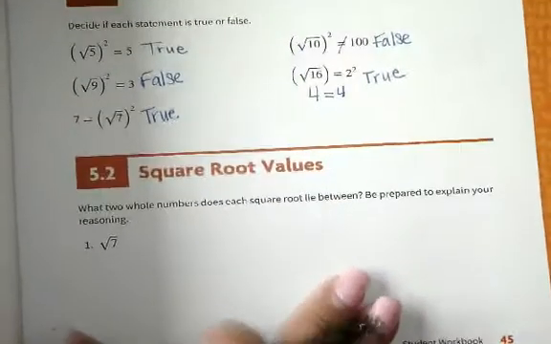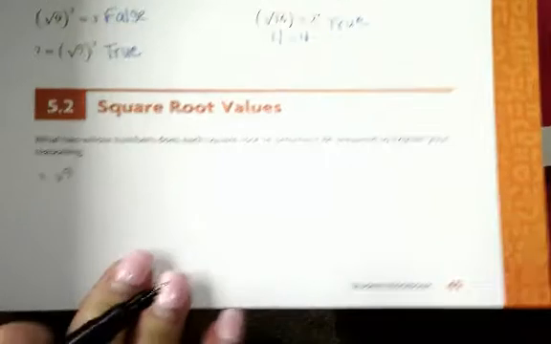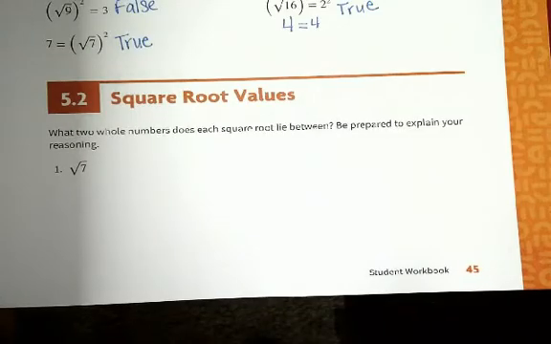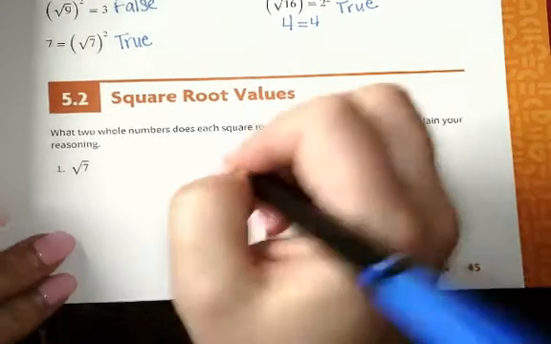Okay, let's look at 5.2. It says, what two whole numbers does each square root lie between? Be prepared to explain your reasoning. Now, I had told you all before, those of you that have come and talked to me during our Google Meet sessions, this is kind of how I showed you how I like to look at it.